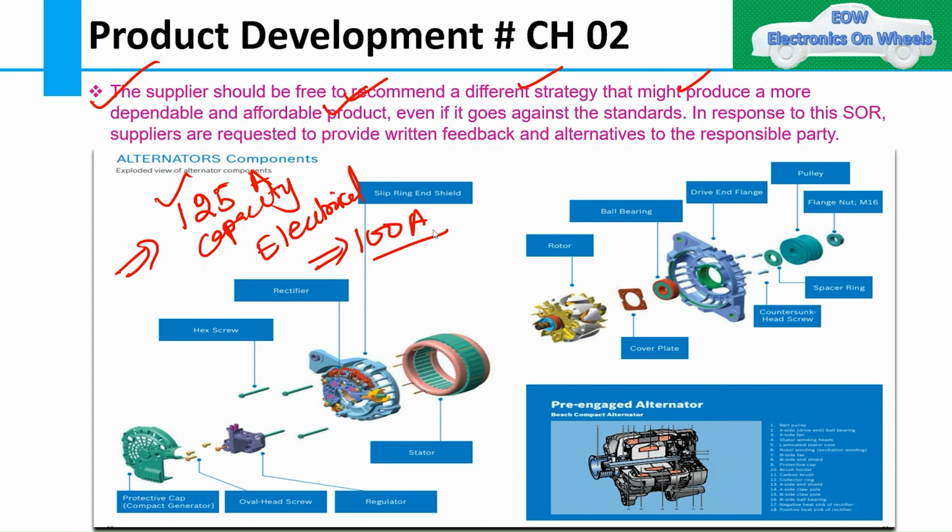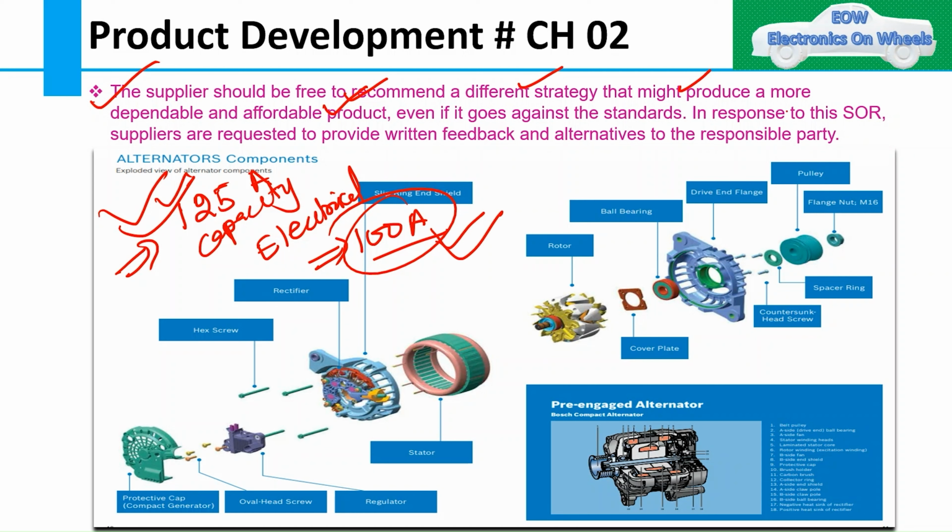So the supplier should be free to recommend a different strategy. If your product is better, if your product cost is coming down and quality is improving, even if we have said something in this document, I said in the document that I need a 125 amps alternator, but based on the electrical load I need 100 amps. So the supplier can recommend this thing, not a problem.